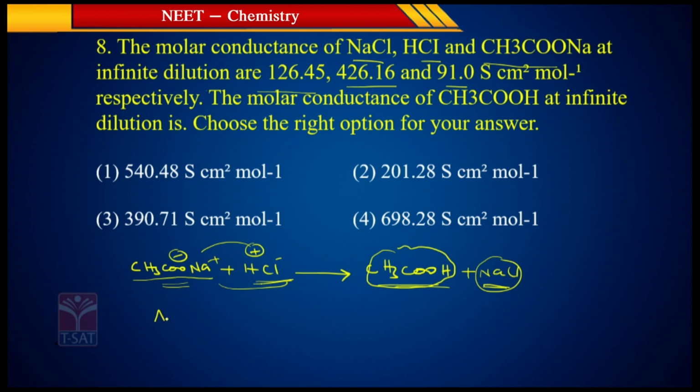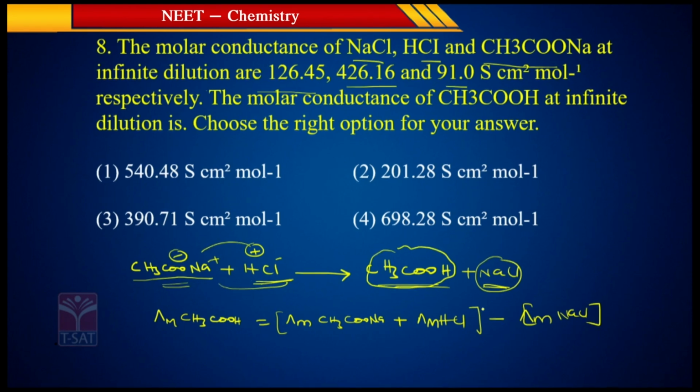So the molar conductance of CH3COOH is equal to molar conductance of CH3COONa plus molar conductance of HCl minus molar conductance of NaCl. Tell me, molar conductance of CH3COONa will be the last one, right?